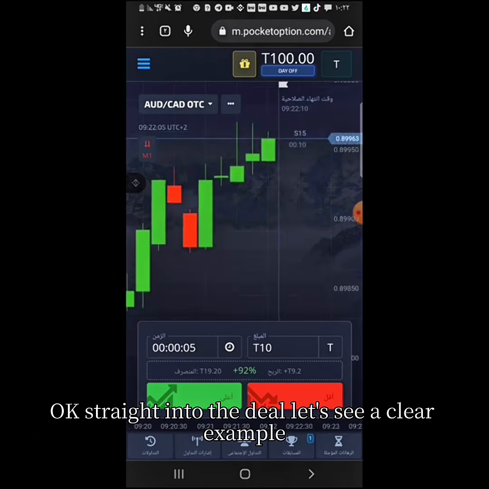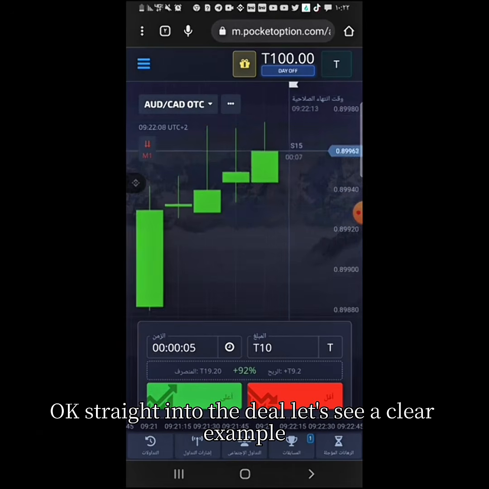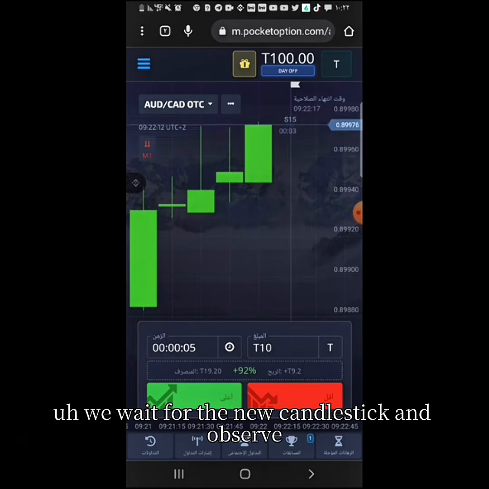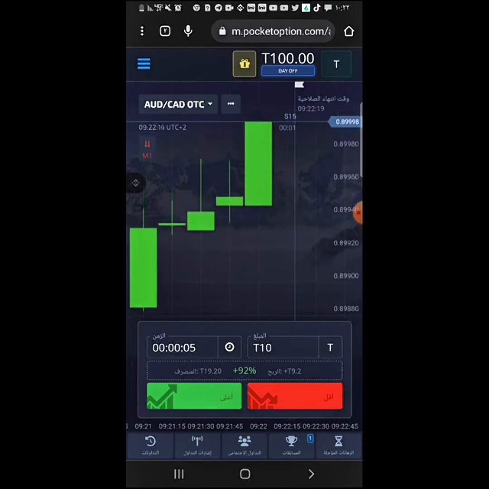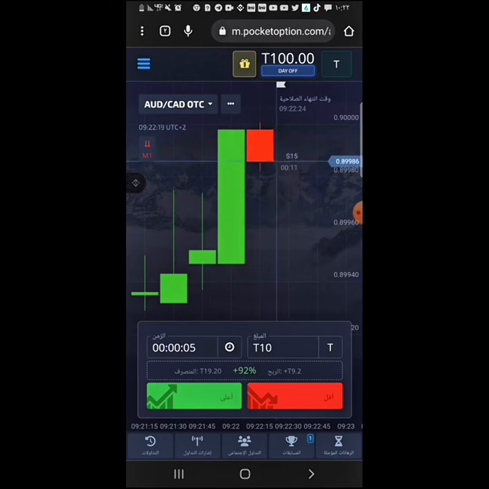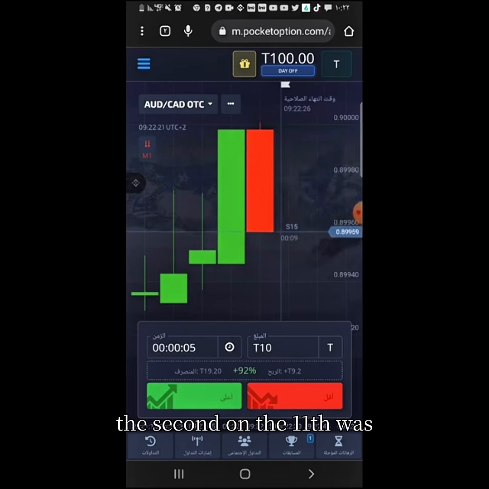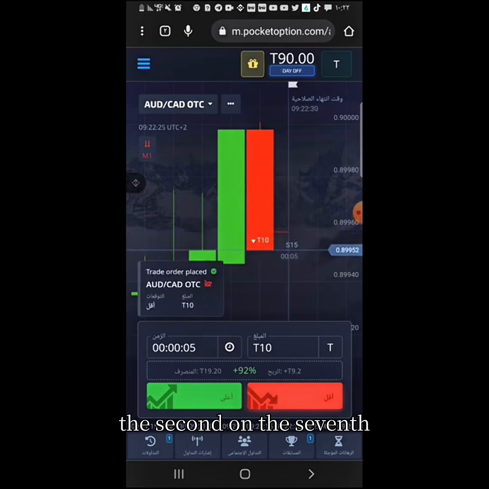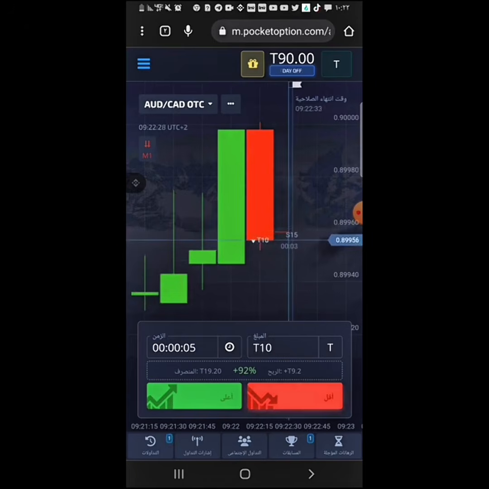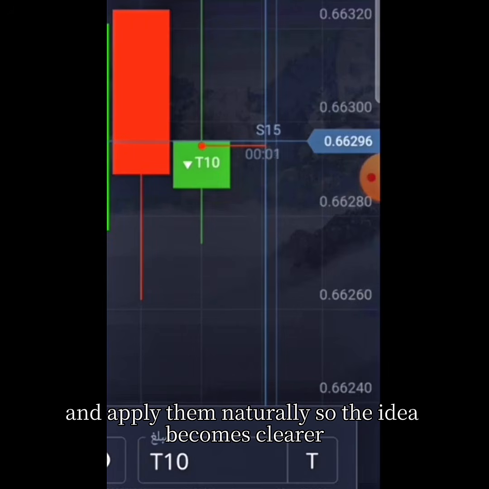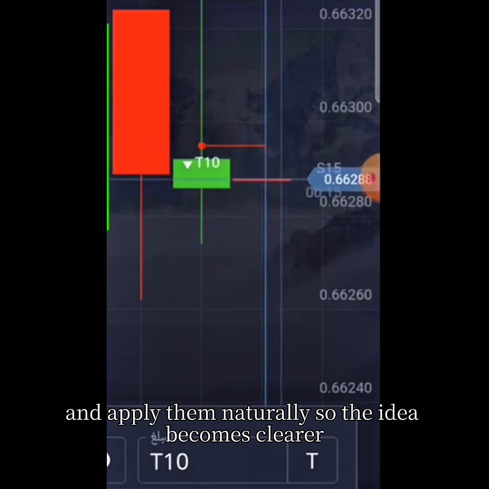Okay, straight into the deal. Let's see a clear example. All right. Now we are looking at an old candlestick. We wait for the new candlestick and observe. All right, this is a new candlestick. The second on the 11th, the second on the 7th. Let's now take some examples and apply them naturally so the idea becomes clearer.